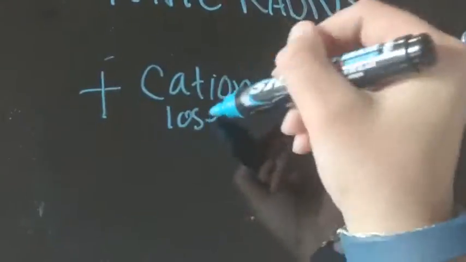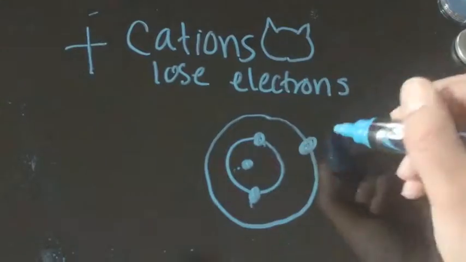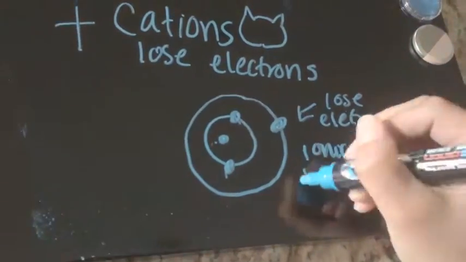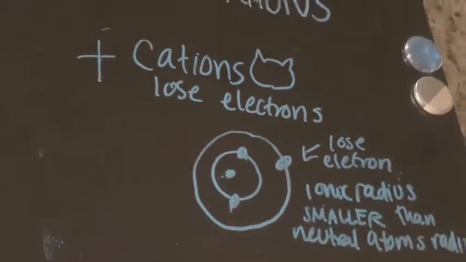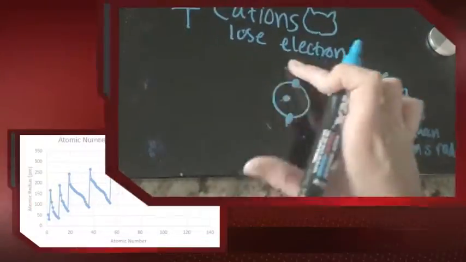A cation loses electrons, making it positive. When electrons are lost, energy levels can be lost, and there is less electron repulsion, causing a cation's radius to be smaller than a neutral atom's radius.